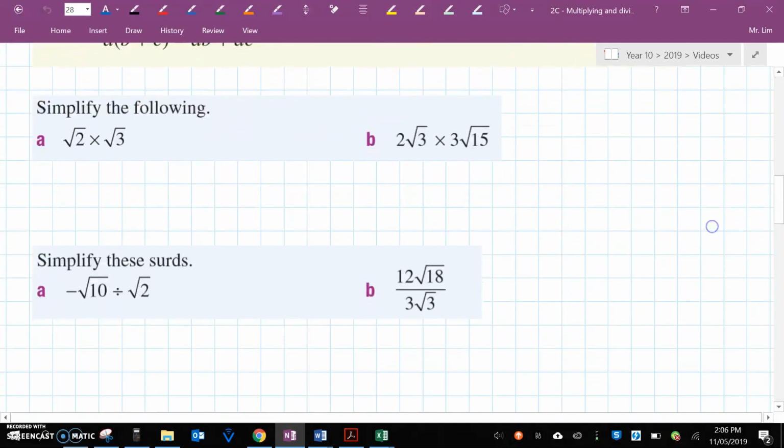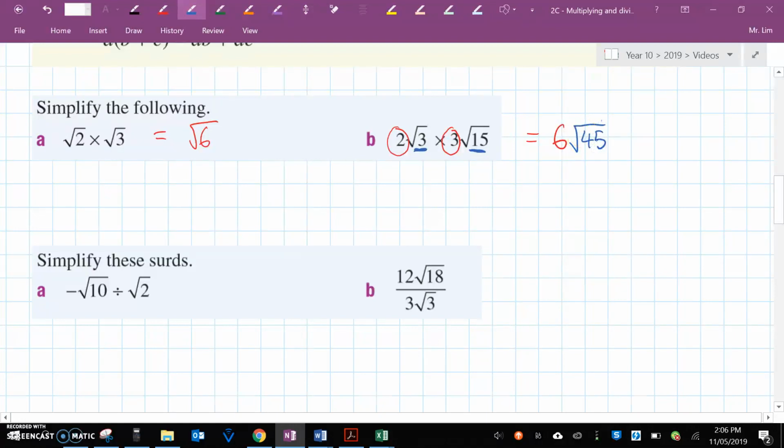So let's have a look at some examples. We're going to simplify the following. Root 2 times root 3, because they're both under the square root sign, 2 times 3 is 6, so it's the square root of 6. Question B, we have 2 root 3 times 3 root 15. So these are the two that are outside the square root sign. 2 times 3 is 6. These are the ones that are underneath the square root sign. 3 times 15 is 45, so it's the square root of 45.